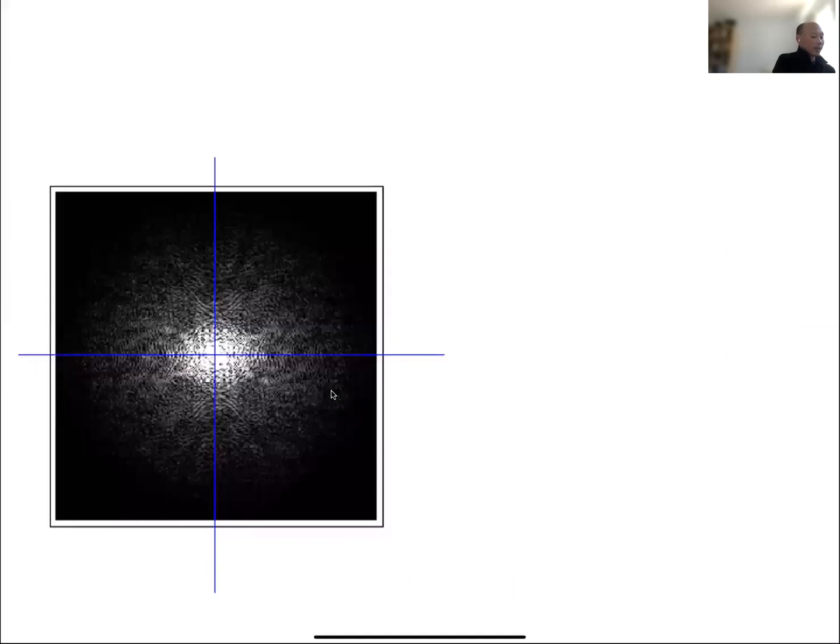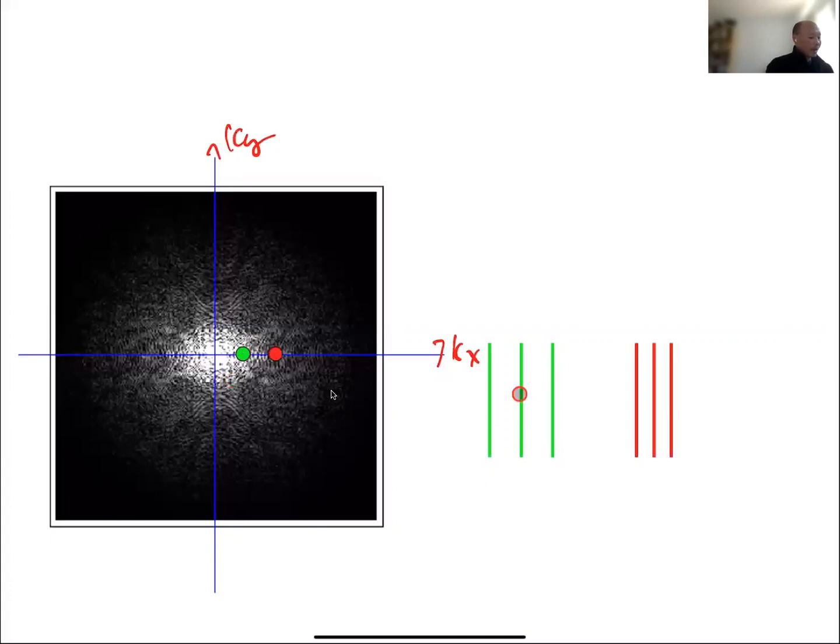So let's get an intuitive understanding of what patterns different parts of K-space represent. The axes here are Kx and Ky. Let's assume we're at some point along the Kx axis, so Ky equals zero and we have some value of Kx. That represents a pattern that only varies in the x direction. If I go further out in K-space, I have a larger value of Kx, so it's a higher spatial frequency, and the spacing of these lines is reduced.